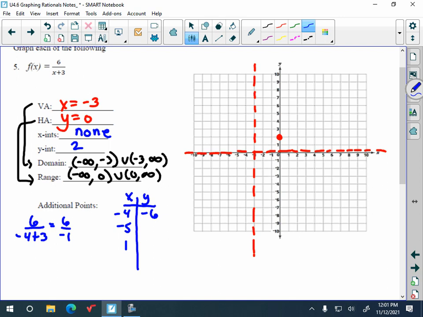All right, so now I'll plug -5 in. 6 over -5 plus 3, 6 over -2, -3. So when -5 goes in, I get -3 for y. All right, and then +1, I'll plug that in for x. I'll just do it over here because I don't have any room over there. 6 over 1 plus 3. That's 6 over 4. That's 3 over 2. If you don't like improper fractions, then it's okay to change them to decimals. Decimals are easier to graph. So 3 over 2 is 1.5.